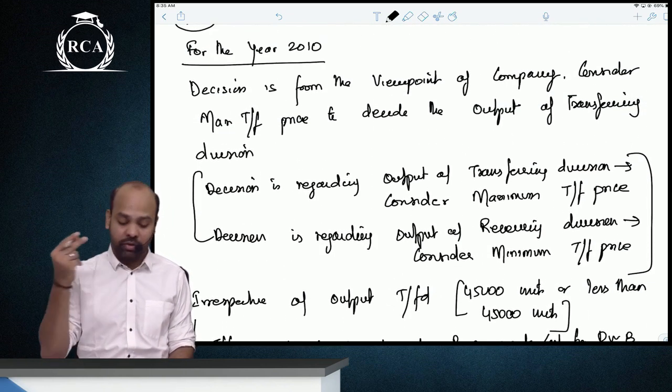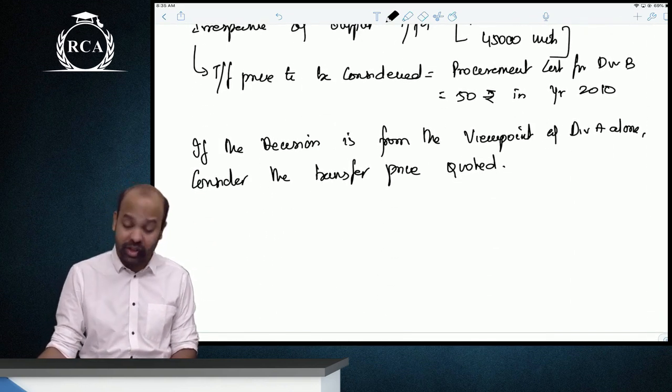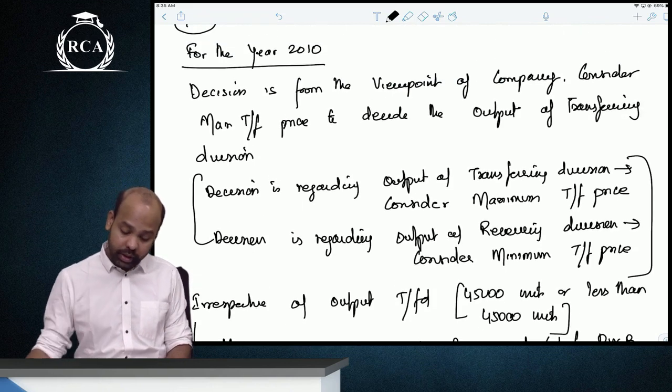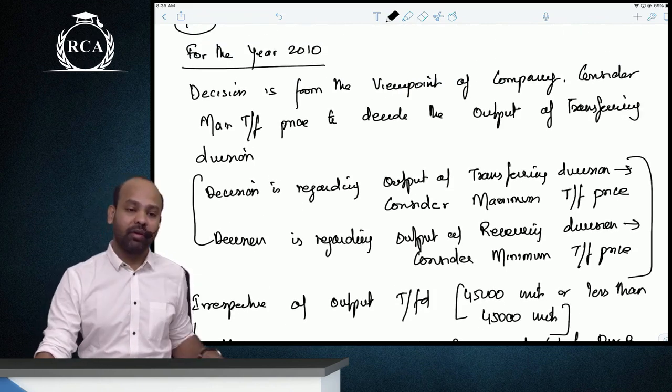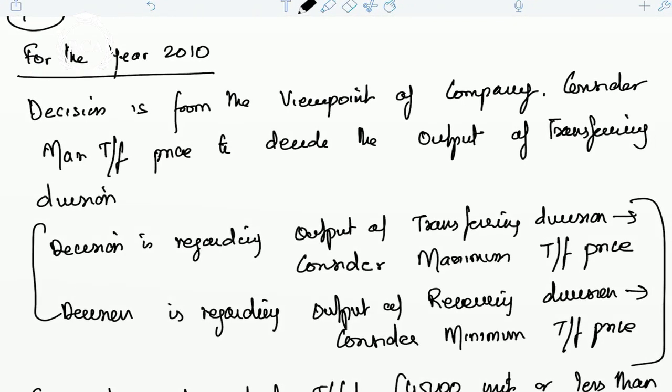But then we are not taking the decision from the viewpoint of division A alone, guys. We are taking the decision from the viewpoint of the company. All of you write this, it is the most important part of the question. That is why I'm answering the second bit first, then I will answer the first and third bit. Guys, you finish this, beta.